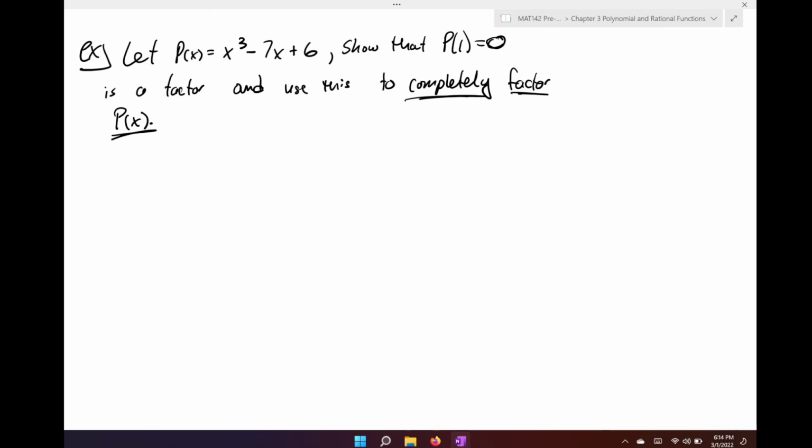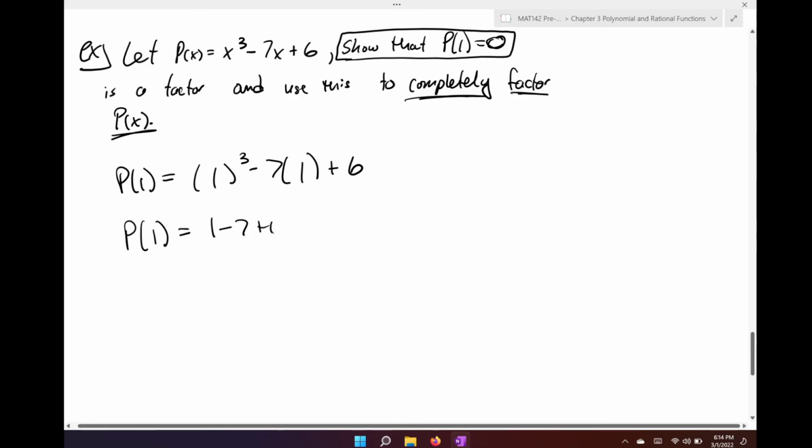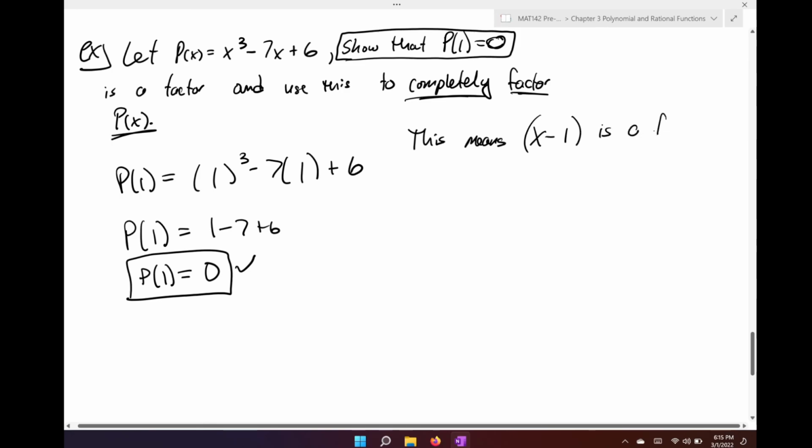So here's what we do. First, let's just show that p of 1 equals 0. All they're asking us to do there is literally substitute in 1 for x and verify that when you simplify this, we get exactly 0. So what does that mean? Well, this means x minus 1 is a factor. So I already know one of the factors. I need to find the other ones.